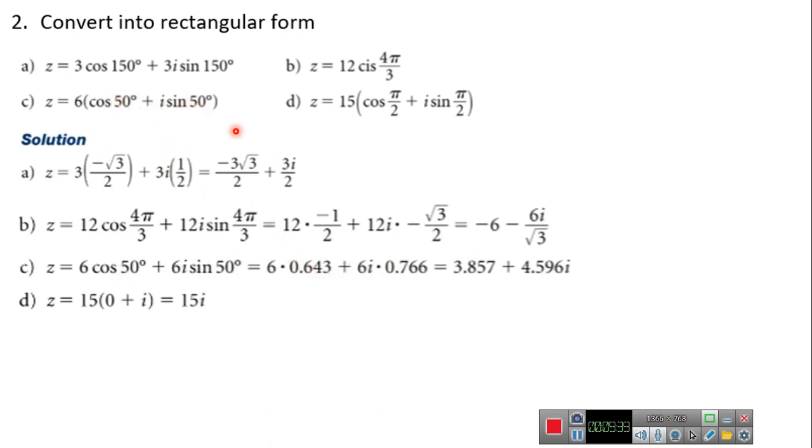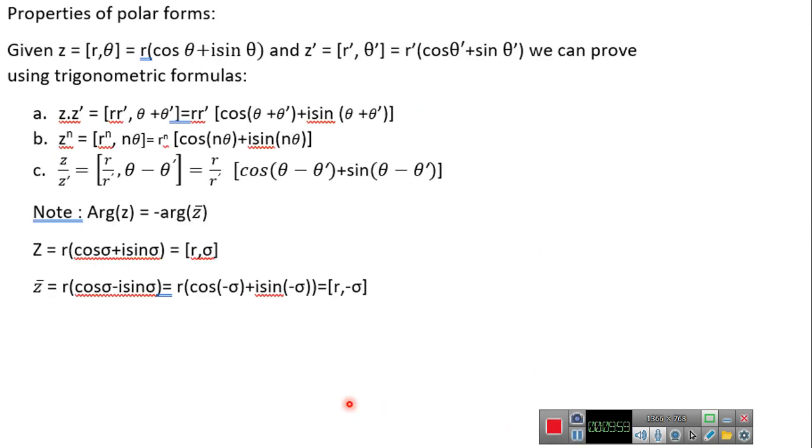Here cosine 50 and sine 50 are not remarkable angles. You need to use your calculator. Cosine 50 is 0.643, sine 50 is 0.766. You have this one. Pi over 2, cosine 90 is 0, and sine 90 is 1, so it's 15i. So converting from rectangular to polar is something very simple.